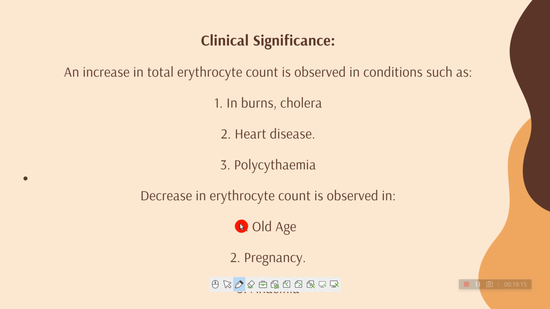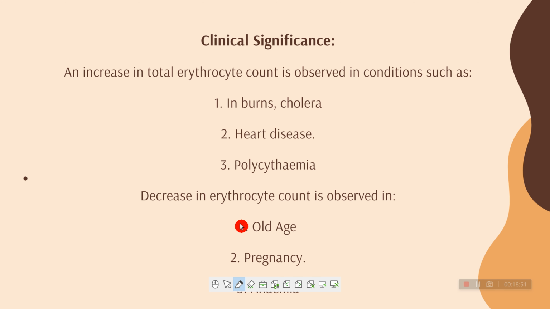Then we can say that the RBC count of this person is increased, not as per the normal range. Whenever there is an increase in the total erythrocyte count above the normal range, it is called erythrocytosis. It is a clinical condition. Erythrocytosis can be observed in a number of conditions: in burns, cholera, heart disease, and also in polycythemia.